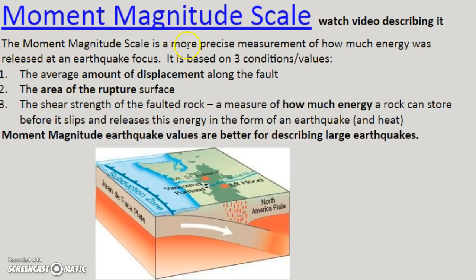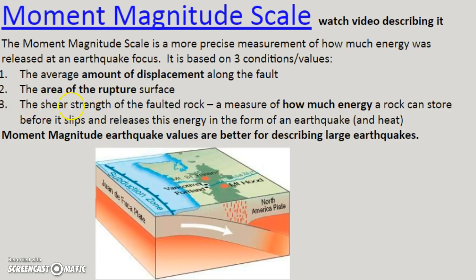The moment magnitude scale is a more precise measurement of how much energy was released at the earthquake focus. It's based on 3 values, or 3 conditions. The average amount of displacement along the fault. In other words, a lot of times when you get slippage of, say, a subduction zone, or slipping of the oceanic crust that's subducting itself, it doesn't just move in one point. It could be over a large area. So therefore, the area of the rupture of the surface is important too. So the area in which there was movement, and then the amount of displacement.